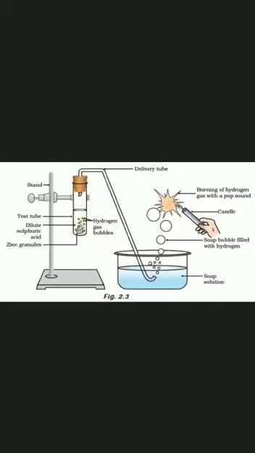Okay students, this is a diagram for testing of hydrogen gas. In this setup you can see in the test tube there are zinc granules and acid is present. When the reaction occurs, what happens? The hydrogen gas is released and these bubbles are of hydrogen gas. When you bring a burning candle near these bubbles, they burn with a pop sound. Now this shows that hydrogen gas is released.